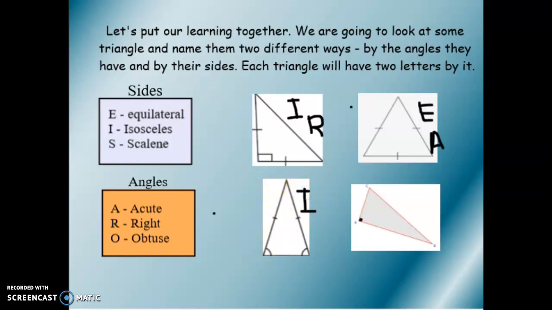Now, let's look at the angles. Okay, we have acute. This angle right here is also acute. Remember, there's always 2. This one determines it. This one is also acute. So we have an acute.